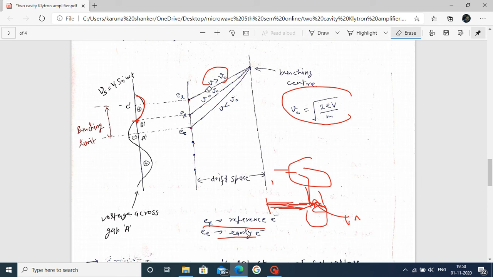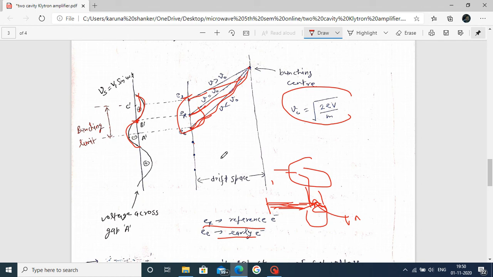When the gap voltage is positive, the electron velocity increases. This is indicated here. And when the gap voltage is 0, the electron velocity is unchanged. And when the gap voltage is in the negative half cycle, then the electron velocity decreases. Now the resultant of this action is a bunching of your electrons. This is a bunch of electrons: this one has increased velocity, this is unchanged velocity of electron, this is decreased velocity. By this process the electrons form a bunch.